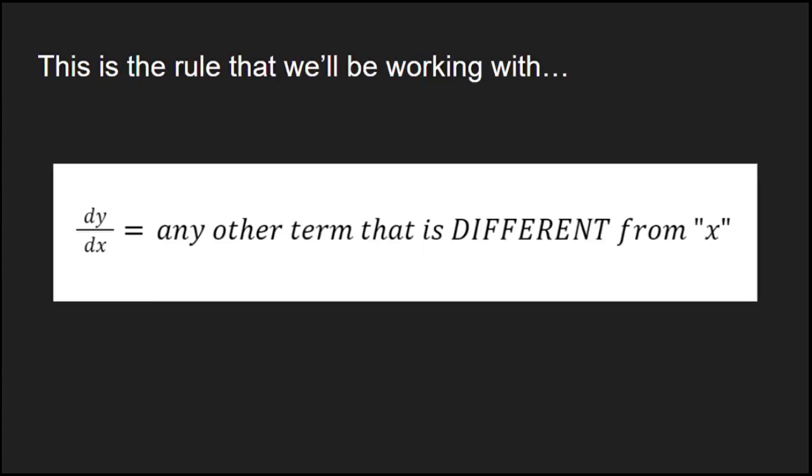For this video we'll be using some rules, for example the rule that we see on our screens, which is dy/dx. dy/dx is used with any other term that is different from x, and also other rules, for example the product rule, quotient rule, power rule, among others. So let's work on the problem.